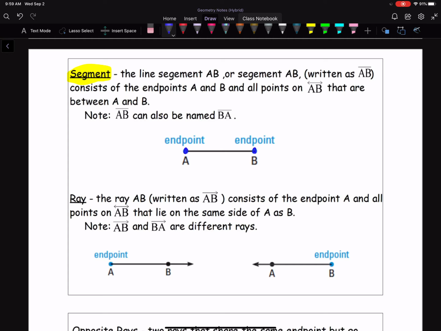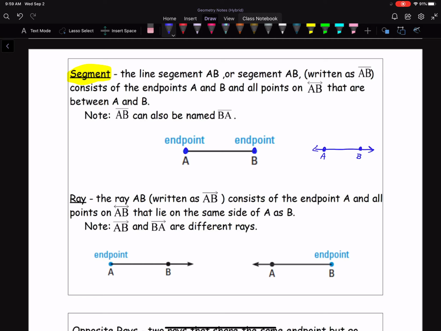So how does that differ from just a regular old line? Well, a line, I can have a line AB. The difference is the segment stops at A and B. It starts and stops at A and B. The line goes past A and B forever and ever and ever.